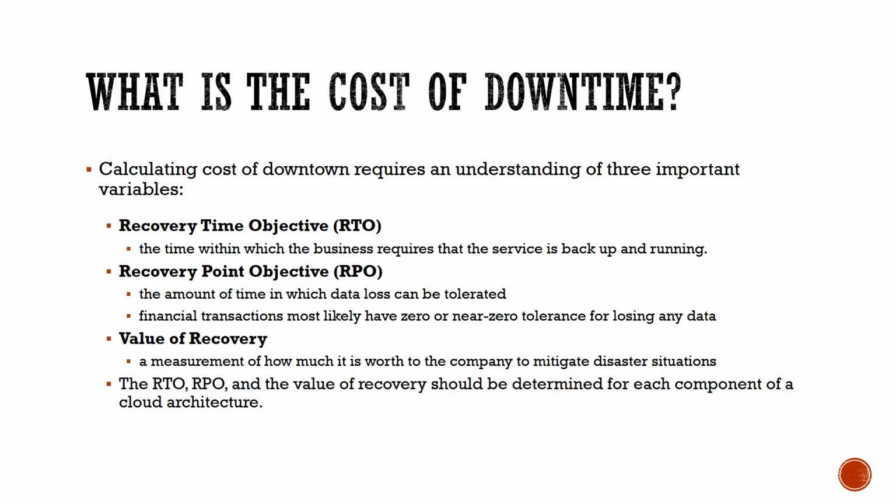You cannot stand any downtime, and so you pay the cost to make sure you have duplicate everything to prevent any downtime. Critical systems that have to be running 24/7, 365 will pay some money in order to keep the systems up and running. They'll have redundant hardware, redundant everything. So these variables, recovery time objective, the recovery point objective, and the value of the recovery should be factored for every component of a cloud architecture.